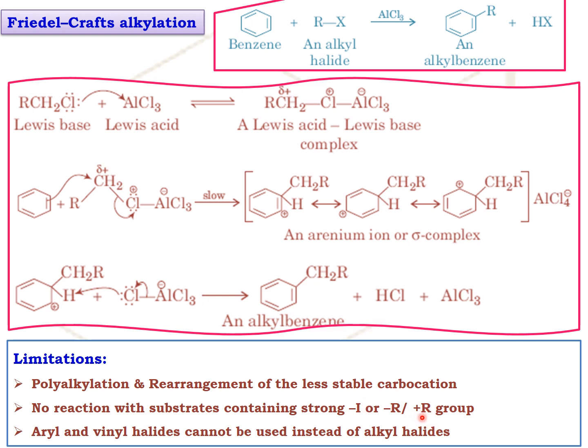But in the case of plus R groups, these are all found to be very strong activating groups like amine, NHR, NR2. These functional groups form a complex with the Lewis acid. Once the complex is formed, that complex is found to be electron withdrawing in nature, that is, deactivating complexes are formed with plus R groups. Similarly, aryl and vinyl halides cannot be used instead of alkyl halides.